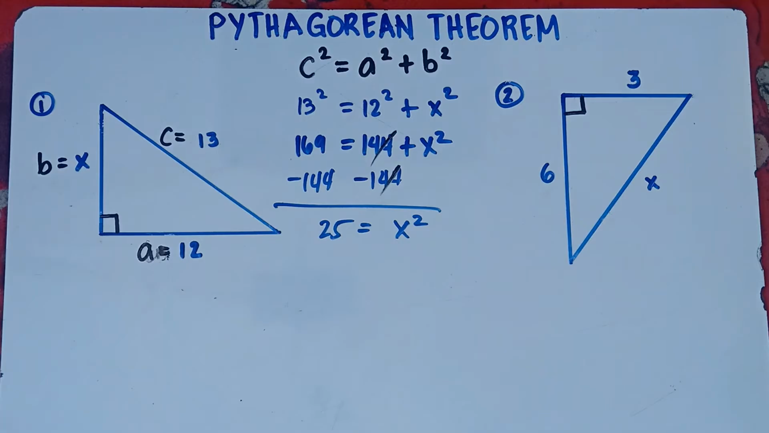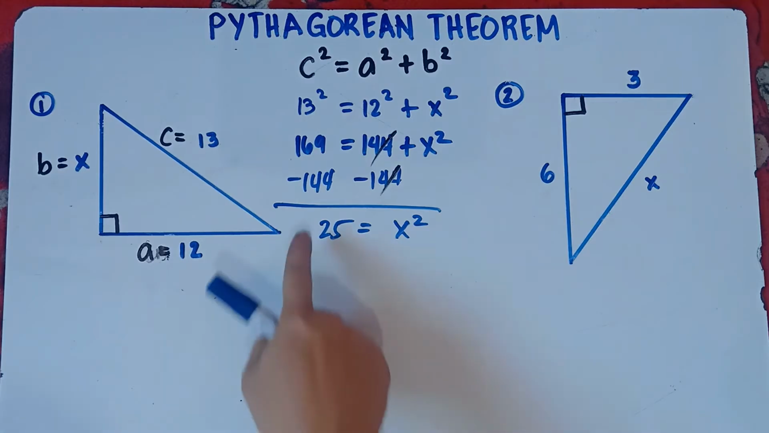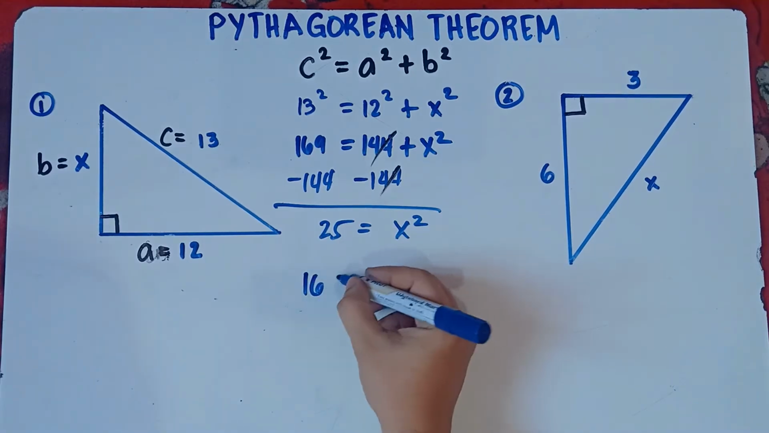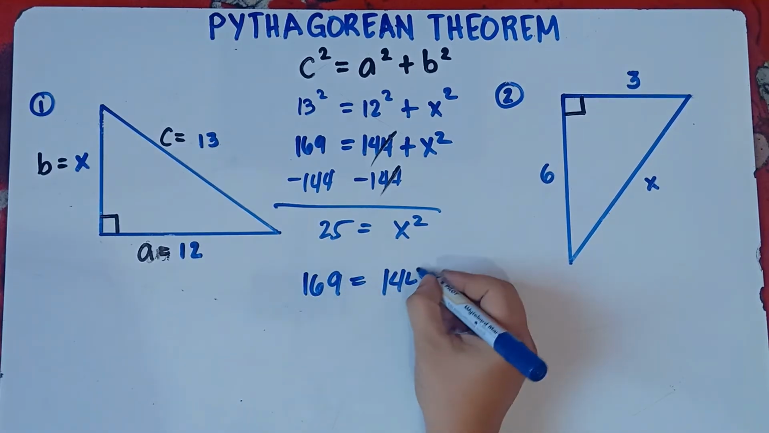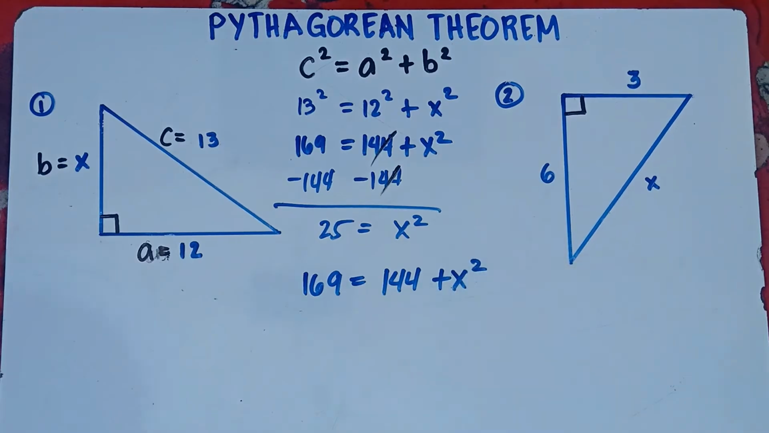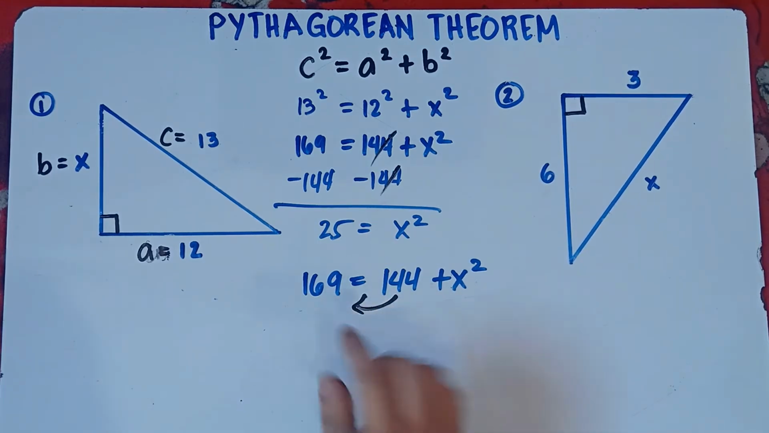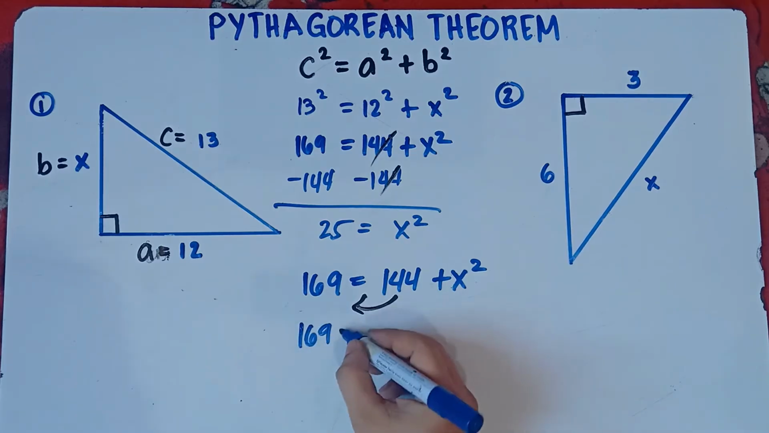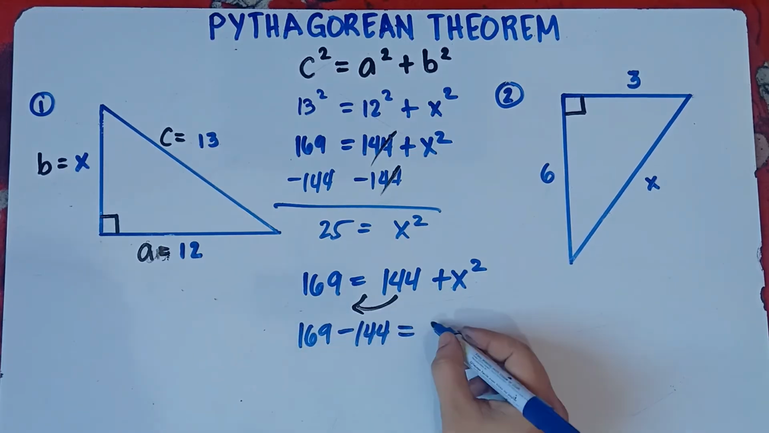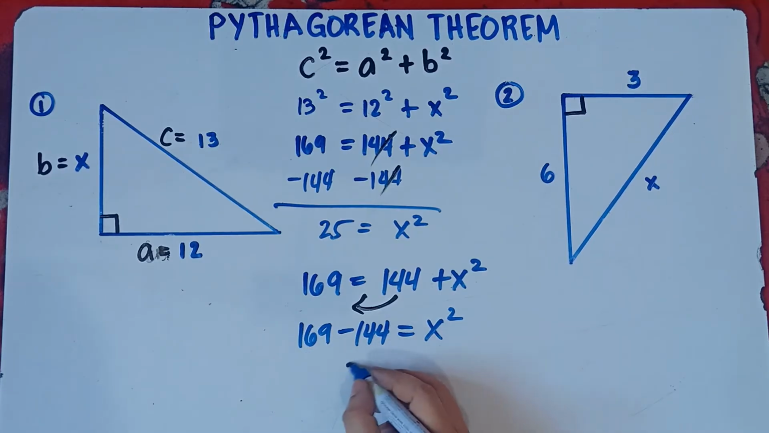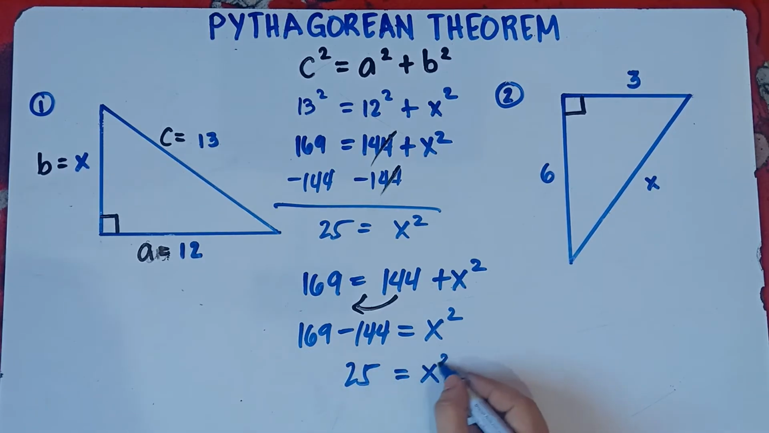But once again, class, most of the students are so confused with these properties of equality. Now, second solution, you can do it this way. Once again, 169 equals 144 plus x squared. Second solution, you can just simply transpose 144 from right to left. So transpose this one. This is positive, it will be negative 144. So this will be 169 minus 144 equals x squared. Subtract 169 minus 144, that would be 25 equals x squared.